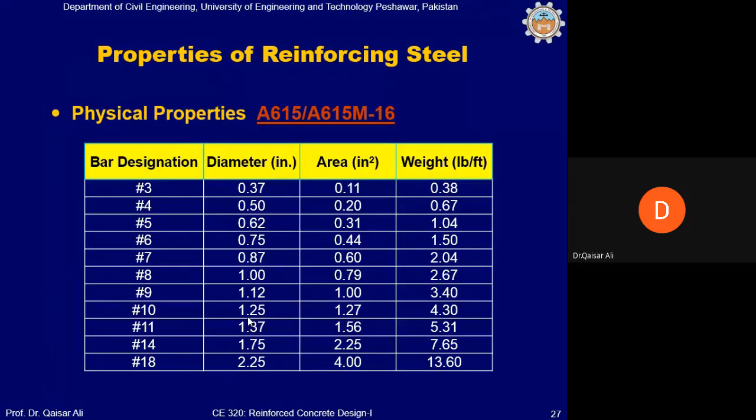H3 is number 3. What is a number 3 bar? Number 3 bar has a diameter equal to 0.37, and 0.37 comes from 3 by 8. Number 4, 0.5 comes from 4 by 8. So every number divided by 8 will give you the diameter of the bar. Every number 3, 4, 5, 6, 7, 8 divided by 8 will give you the diameter of the bar. Okay. Number 4 bar divided by 8. 4 divided by 8 is half, 0.5 inch. These are the diameters. So you should always remember this so that you can use them easily.